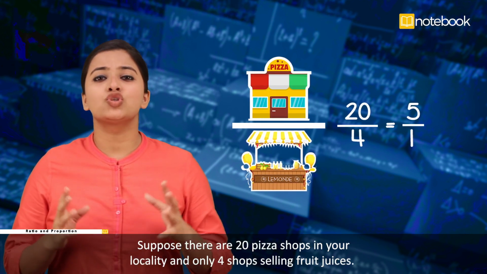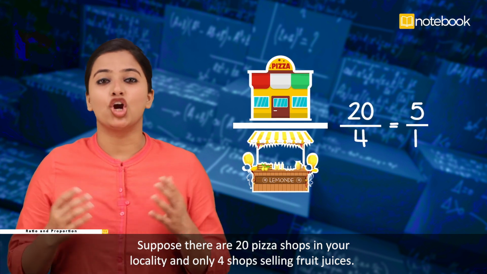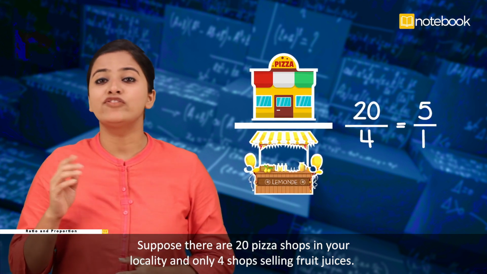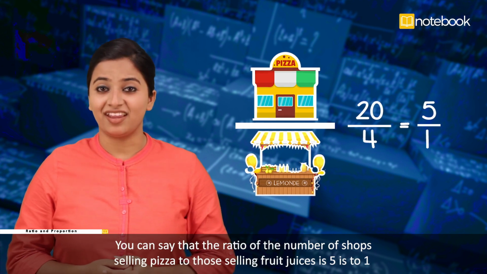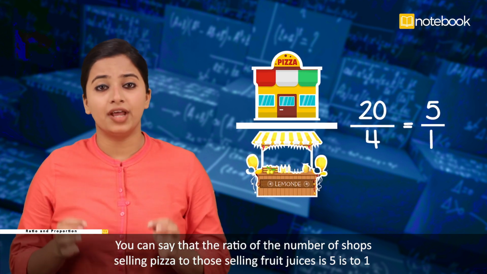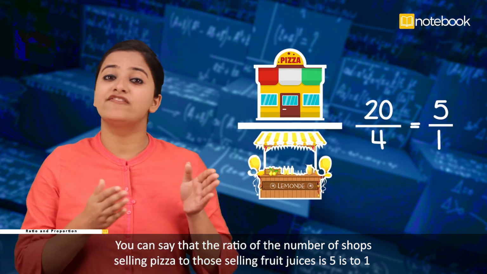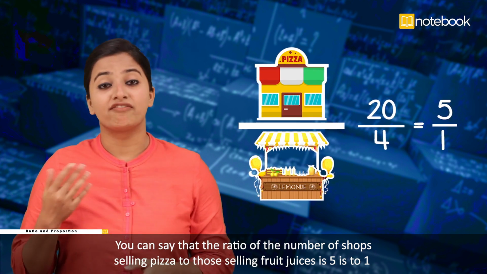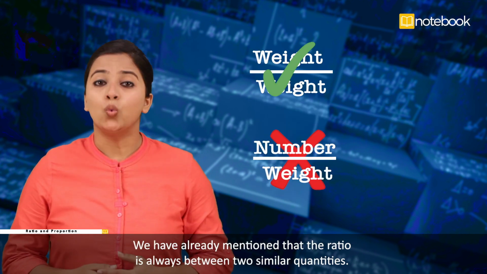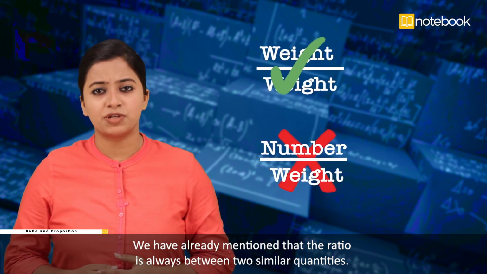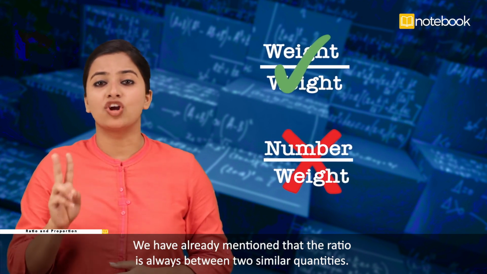Suppose there are 20 pizza shops in your locality and only 4 shops selling fruit juices. You can say that the ratio of the number of shops selling pizza to those selling fruit juices is 5:1. We have already mentioned that the ratio is always between two similar quantities.